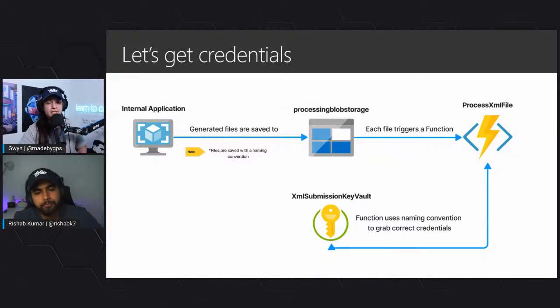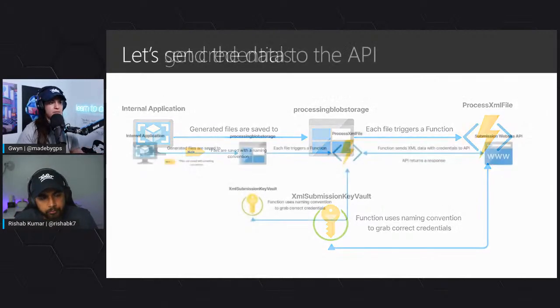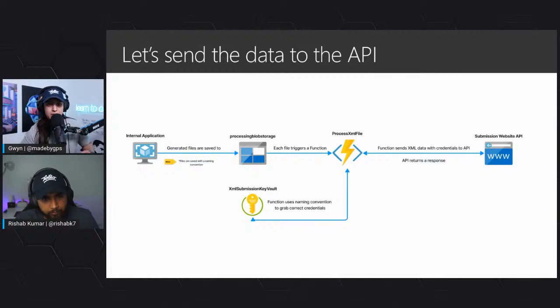So considering everything works out, the Key Vault is returning the credential back into the Azure function. And then the function has everything it needs to parse the XML and send it off to the submission website API. We're just calling it submission website. That's not the actual official name. So the function sends off that XML data with the credential to the API, and the API will return some sort of response. Again, whether it's a successful or not successful response, we need to save the response somewhere.